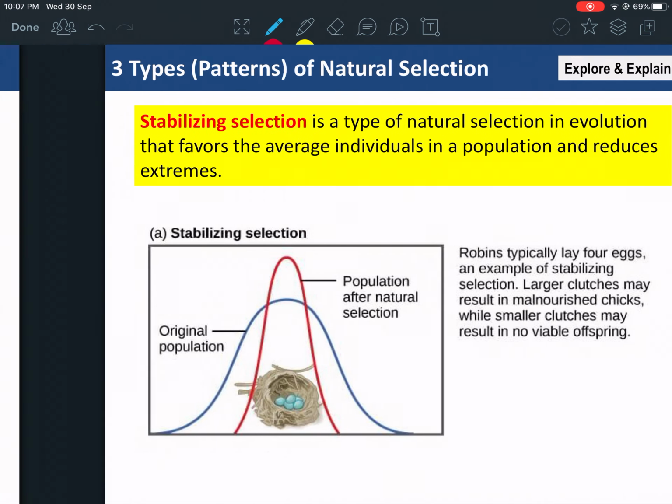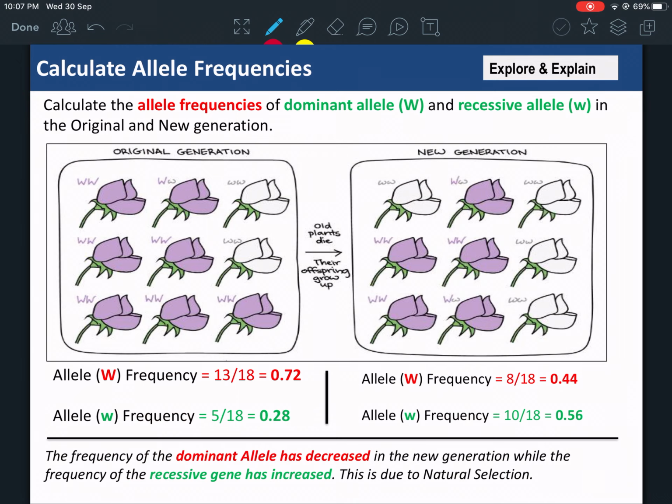Okay, that's how you calculate allele frequency. We will take the next part of the lesson in the next video.